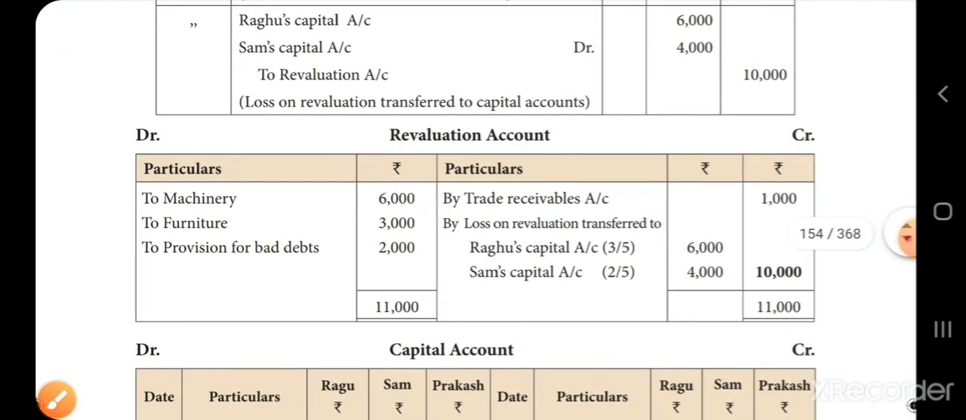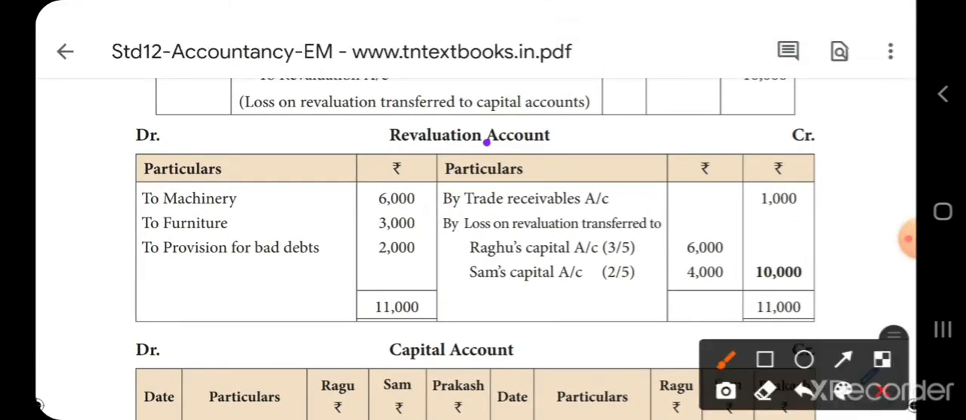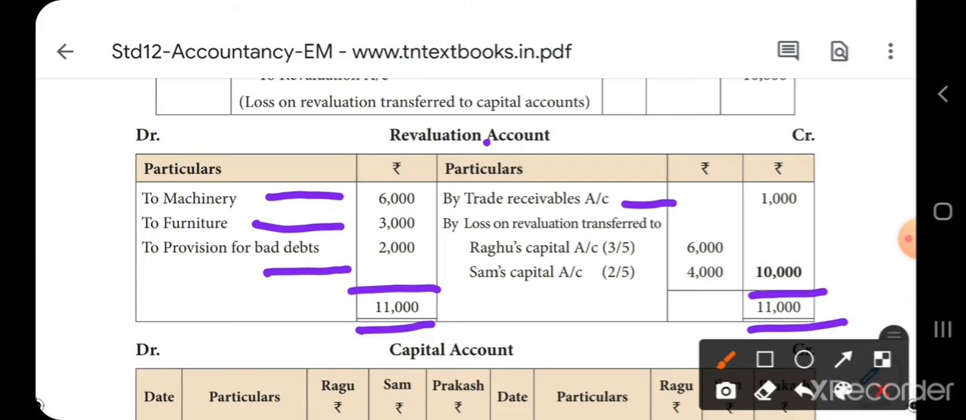Now you have to prepare the revaluation account. It is very easy. Revaluation account, trade receivables on the credit side, I told you, machinery on the debit side, furniture on the debit side, and provision for doubtful debts 2,000 on the debit side. Now tally both the sides. In this case, your debit side is more than the credit side. That means you have a loss of 10,000.